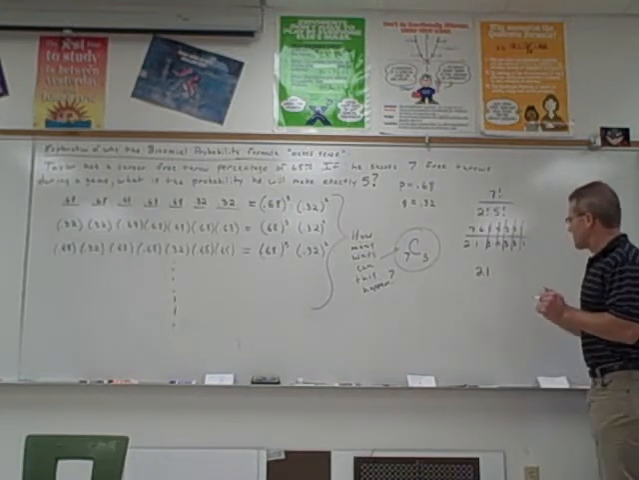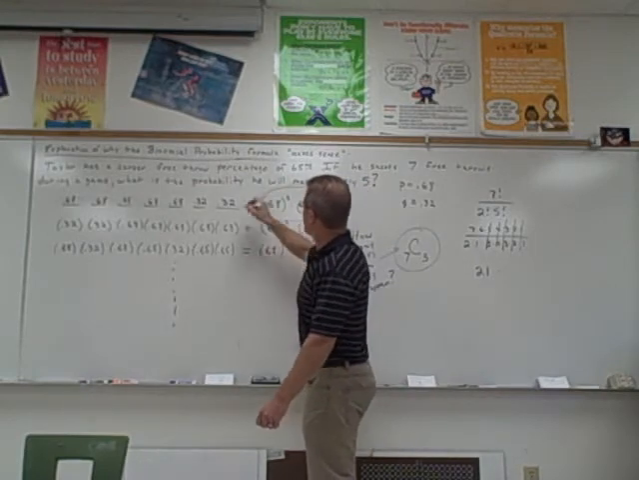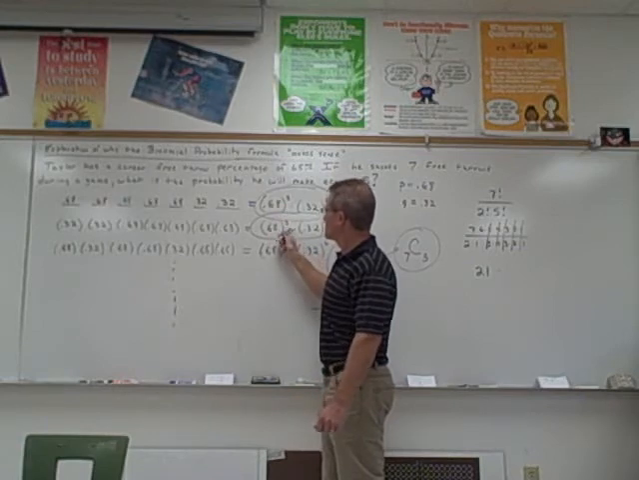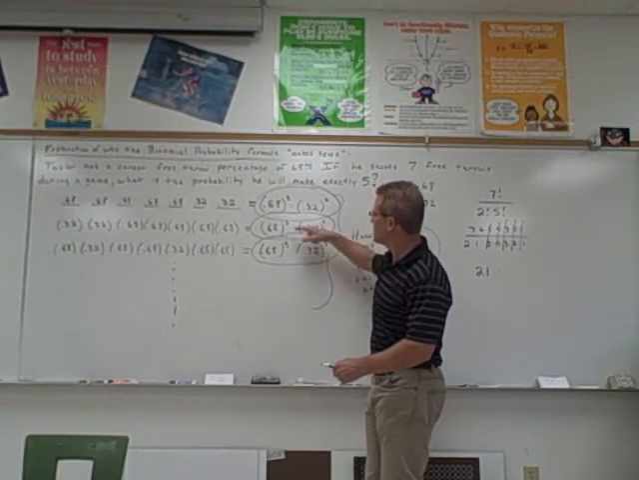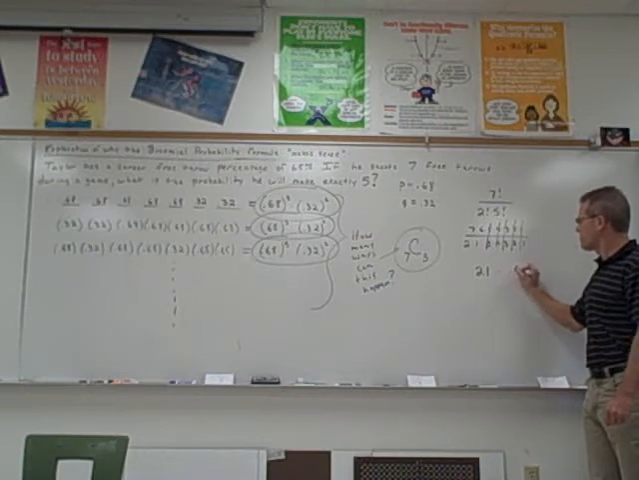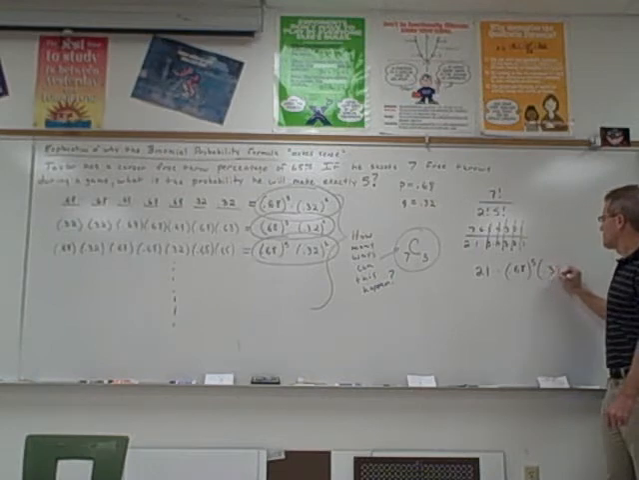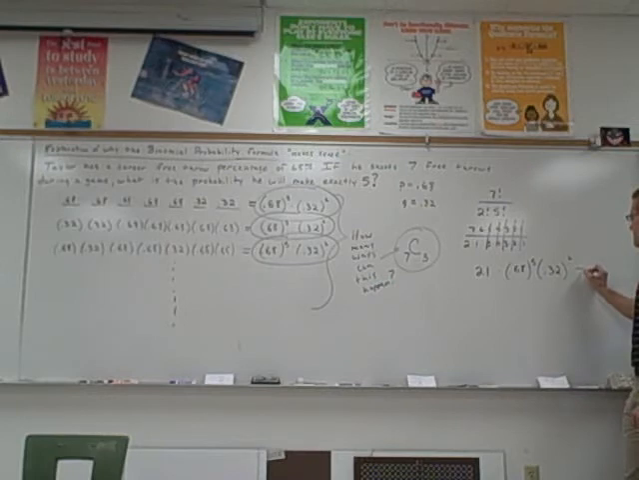So, what we want to do then is take 21, since this is the probability of that particular instance happening. This is the probability of that particular instance happening. This is the probability of that happening. But there's 21 different ways. So I need to take that times 21. So 21 times 0.68, need a little calculator help here, to the 5th, times 0.32 squared. 0.31. So there's a 31% chance that he's going to make 5 free throws out of 7.